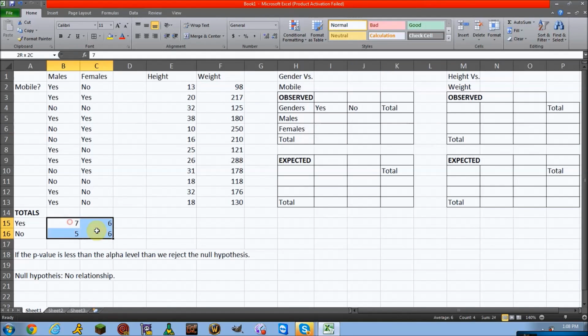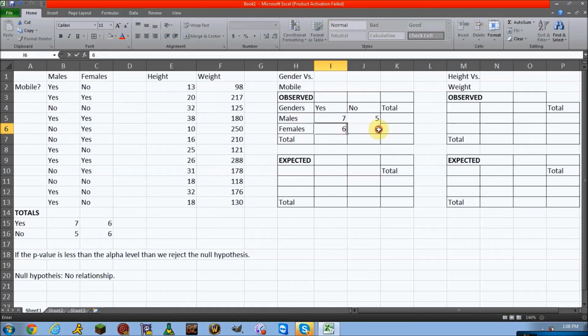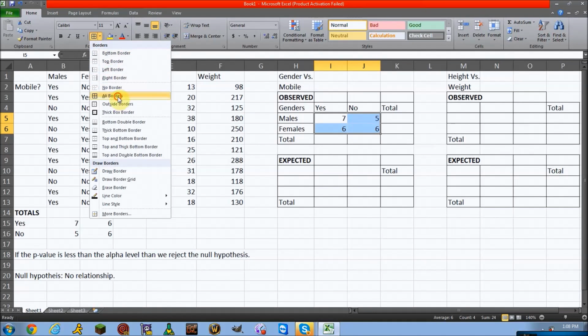Now all we gotta do is copy our data, since we already have our data here. There we go. Males who have one, yes. Males who don't have one, that actually didn't work out. So let me just fix this. 6, 6. So instead of copying it like I did, just go ahead and type it in yourself.